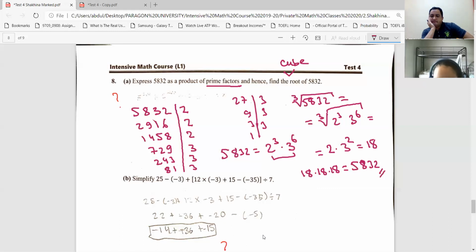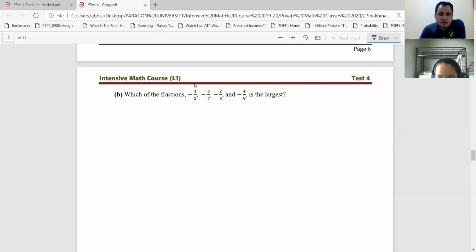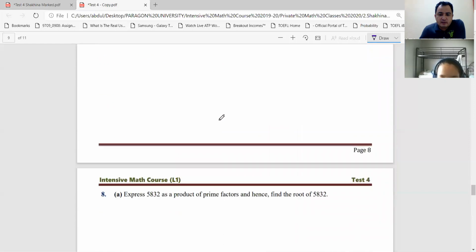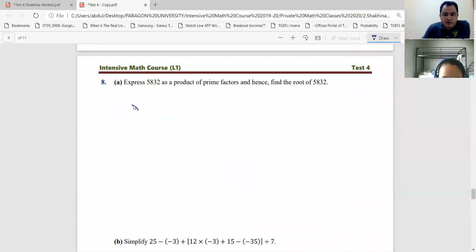Okay? Wait, but isn't that the same? 18 times 18 times 18, you can check this. Because what we are doing here, Shahina, you need to just know a little bit about this power thing, okay? So let me just write here question 8. How did you write this? 5832 is equal to 2 cubed times, right? And here we have 3 to the power 6. Oh okay, yeah, I understand that.